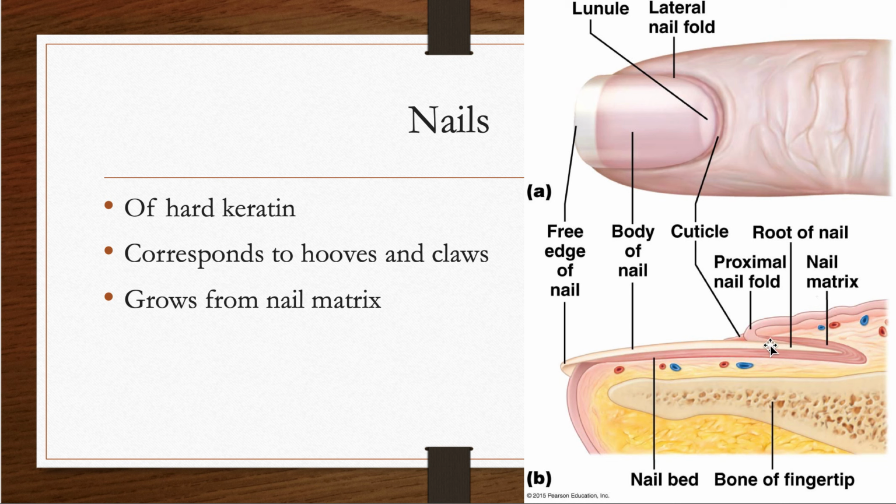The root of the nail is like a plant. Things grow from the root, so the root is right next to the nail matrix. The proximal nail fold is where your skin overlaps your fingernail. And then the cuticle is a small piece of skin that protects from anything that's on your nail getting down into the finger and causing infection. So again, this is a diagram that you need to be familiar with.